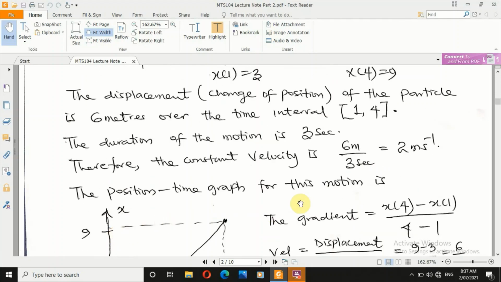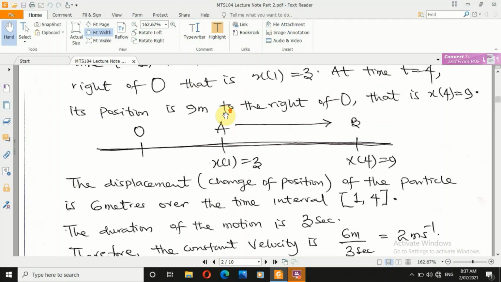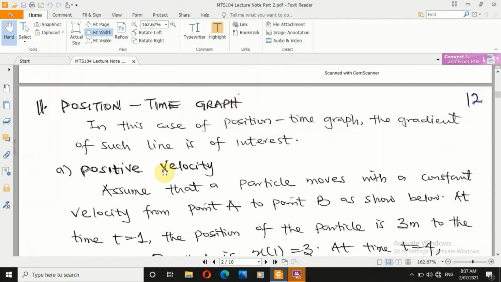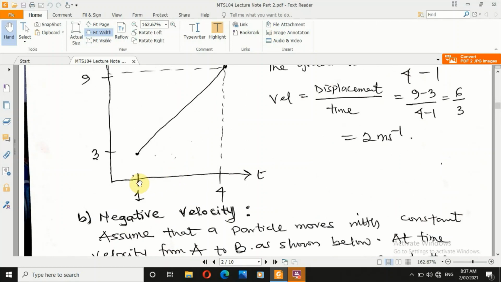Now the position time graph for this motion is this. Let's look at it. When the time is 1, we have the position to be 3. When the time is 4, we have the position to be 9. So we have a straight line, and the straight line is increasing. That is why we call this positive velocity. Why do we have positive velocity? Because as the time is increasing, the position is also increasing. So we call this an increasing relationship between the position and time.